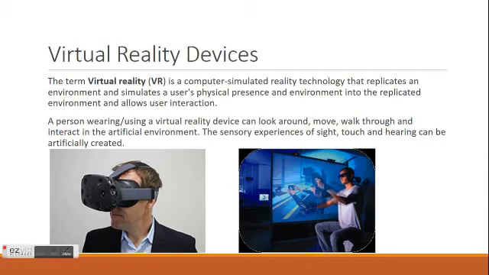A virtual reality device is a new form of technology that can replicate an environment and simulate a user's physical presence in that artificial environment. A person who is wearing a virtual reality device can look around, move, and interact in that environment. The sensory experiences of sight, touch, and hearing can also be created in it.